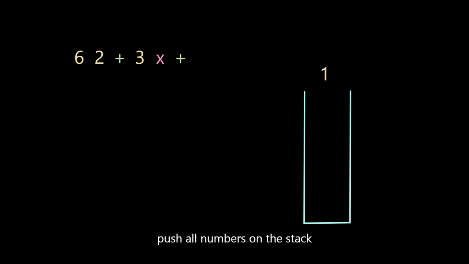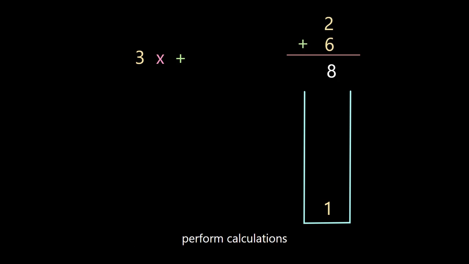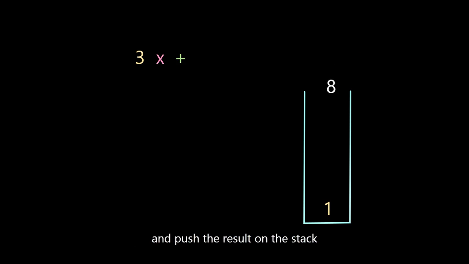Finally, we use the stack again. Push all the numbers onto the stack. If we encounter an operator, pop the stack twice, perform the calculation, and push the result onto the stack. Then 3 is also pushed into the stack. Then there is the multiplication sign, turning the top two of the stack into 24. The final sum is 25. End the calculation.